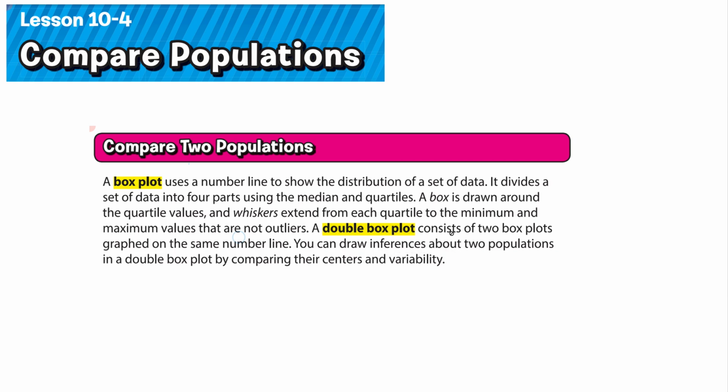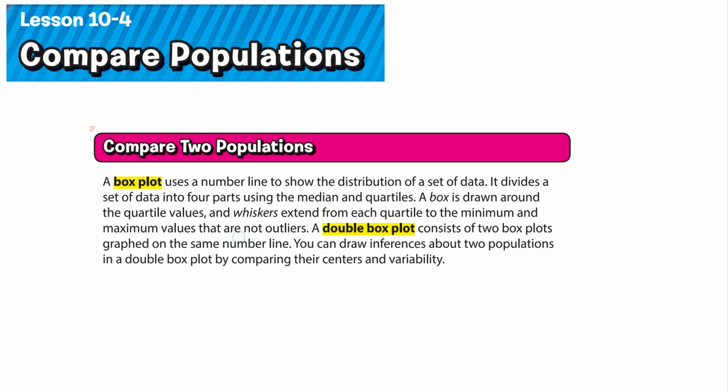A double box plot consists of 2 box plots graphed on the same number line, and that's really helpful for them to be just right, one above and one below the other, so you can easily compare the 2 sets of data or the 2 populations. You can draw inferences about 2 populations in a double box plot by comparing their centers, and that could be median. For the box plots, it's going to be the median. If we have another kind of graph, we can actually get the mean. And then we'll also compare the variability, or how different the numbers are as a whole set of numbers.